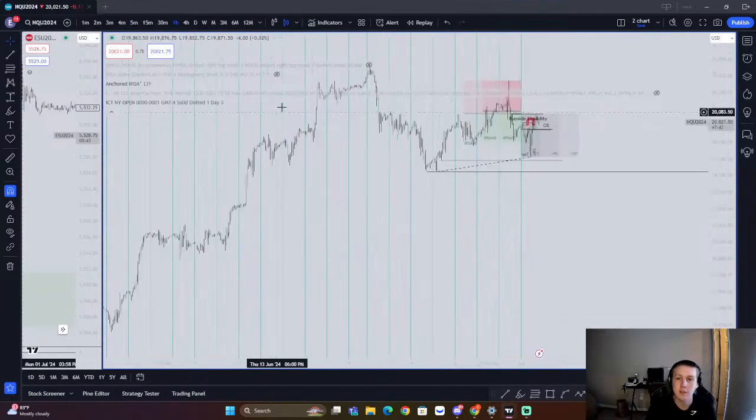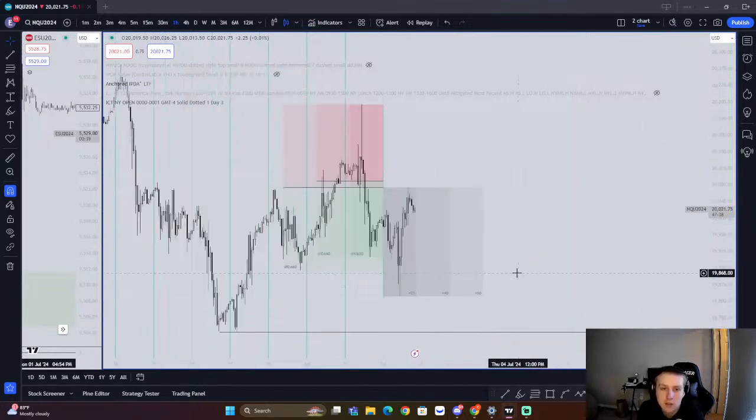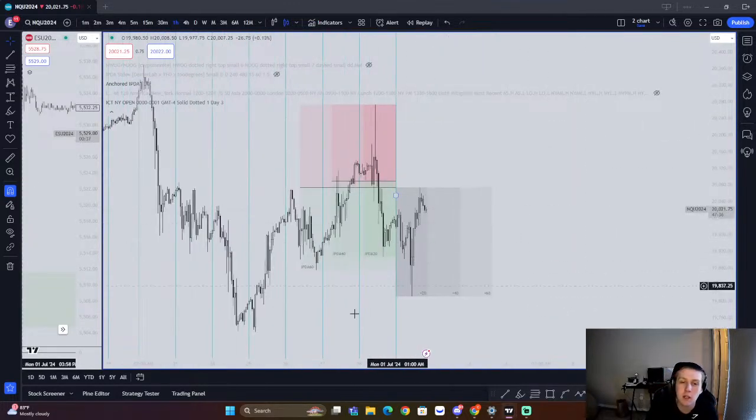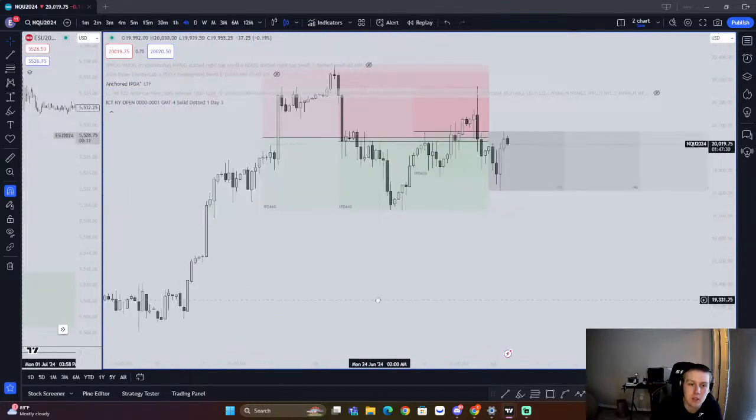So if we're looking at this, what is price now done? So we've cleared all these. Technically cleared all these sell stops. We're bouncing off a 4-hour PD array. This, in my opinion, looks pretty bullish.